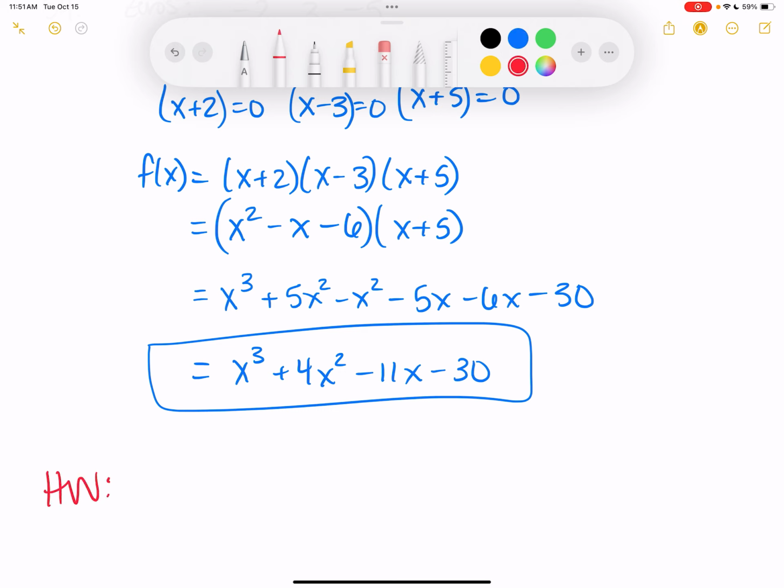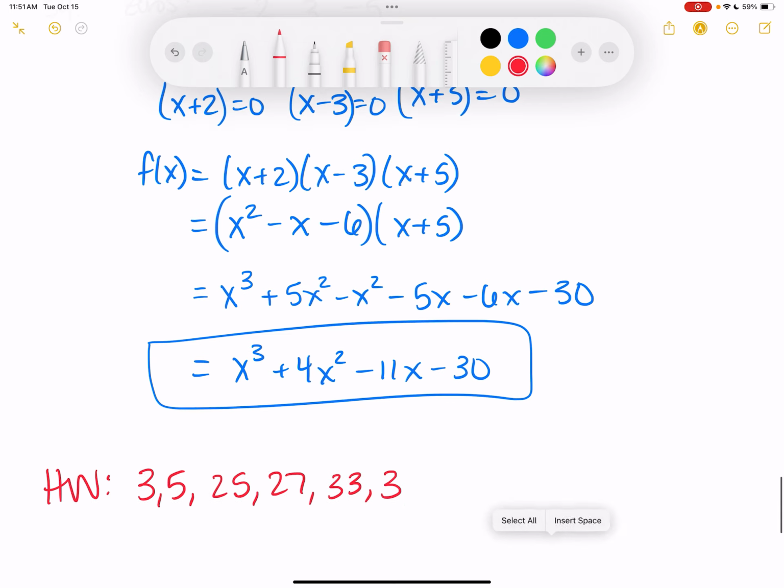All right, problems 3, 5, 25, 27. Make sure I have all this right. 33, 35, 39, 41, 49, and 53. There's only a few minutes left today. You will have all of class tomorrow to do this also. Okay.